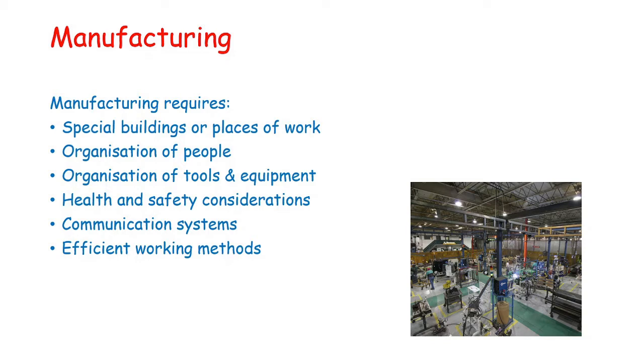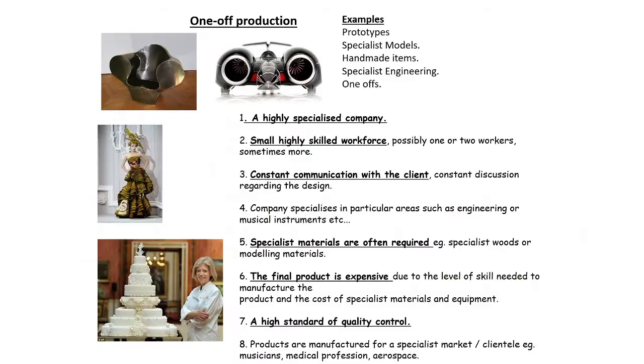Communication systems, I mean, you can argue that possibly communication is the single most important part of manufacturing, because how do you keep everyone organised and keep everyone knowing what they need to do if you're not communicating effectively? And then basically some efficient working methods, so understanding, okay, here's the thing we need to do, what's the best way of going about doing it? And that's sort of what we're going to go over in the next few slides.